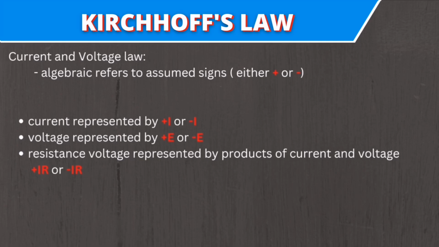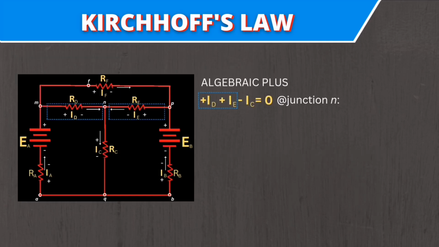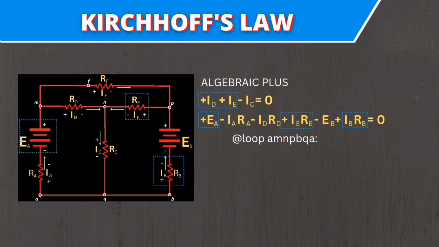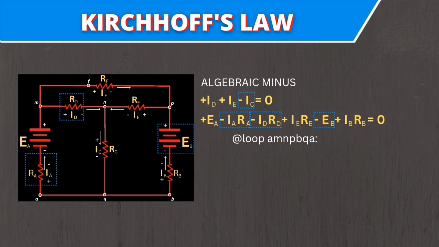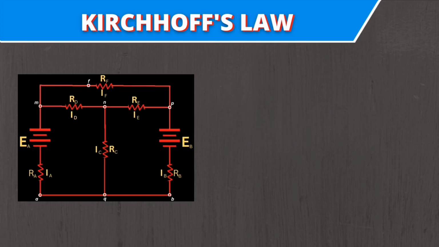Guys, you also have to take note before writing the equation. To properly identify all current directions and EMF's polarities, let's say that the algebraic plus is denoted by a current to a junction or a potential rise in passing through a source of EMFs or a resistor, while algebraic minus is denoted by a current away from a junction or a potential drop in passing through a source of EMFs or a resistor. To properly illustrate the application of Kirchhoff's law, here is an example.